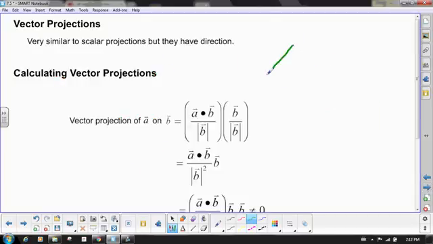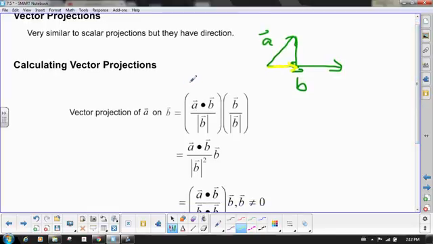So if I have vector A onto B, I'm going to draw it the same way. I'm going to draw a perpendicular once again. This here is going to be the vector projection, but now all of a sudden I have an arrowhead because the result has to be a vector.